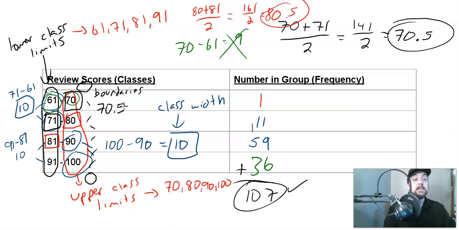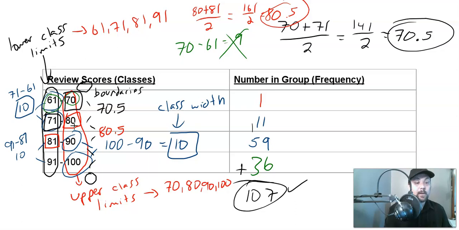The boundaries will follow the same pattern. They will be spaced out exactly the same way. So if the first class boundary is 70.5, the next one will be 10 away, which is 80.5, which is what we calculated over here. But what I'm telling you is that you can get that next class boundary without having to do another calculation. You just use the class width.